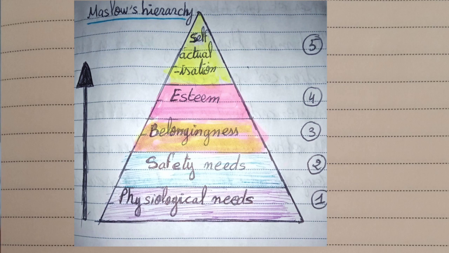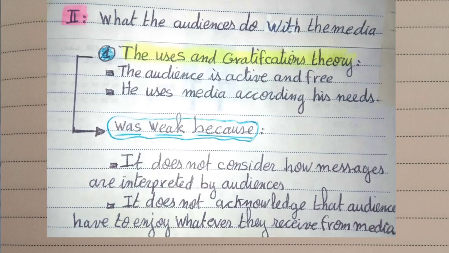Maslow classified those needs according to their importance. For example, at the bottom of the pyramid we find the most important needs, which are physiological needs: food, water, and shelter. Whenever the audience fulfills this class of needs, he will seek to fulfill the next class. This theory was strong because it considered the audience as active and free. He can choose what kind of media will integrate into his own life according to his needs.